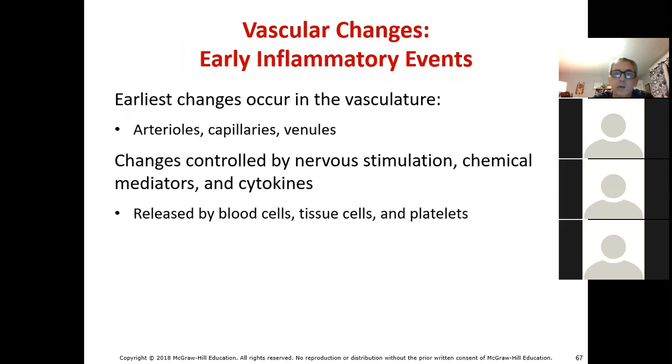Earliest changes in the vasculature occur in the arterioles, the capillaries, and the venules. This is controlled by nervous stimulation, chemical mediators, and chemical messengers called cytokines. These are all released by blood cells, tissue cells, and platelets.